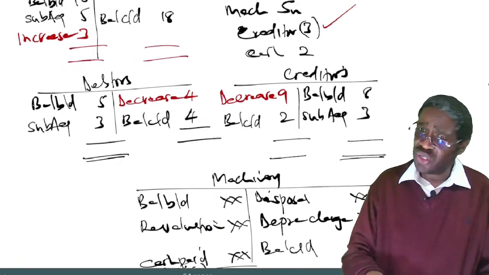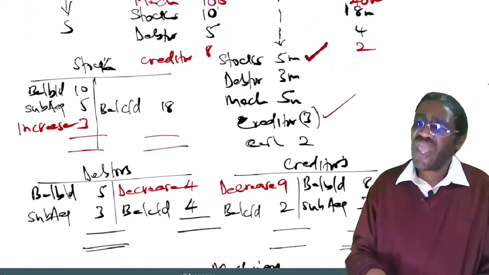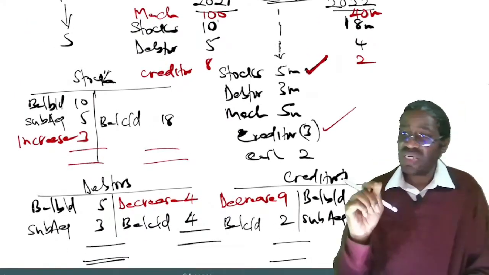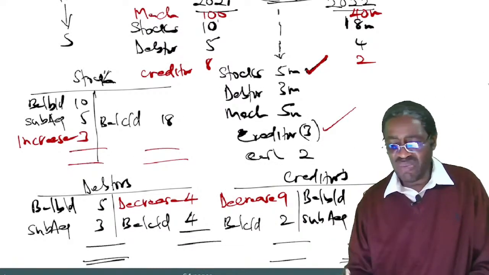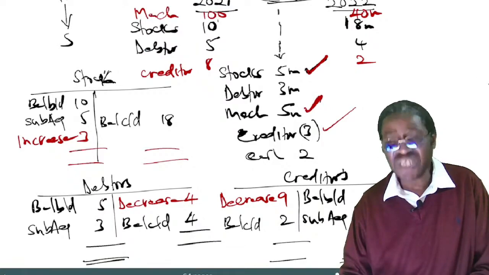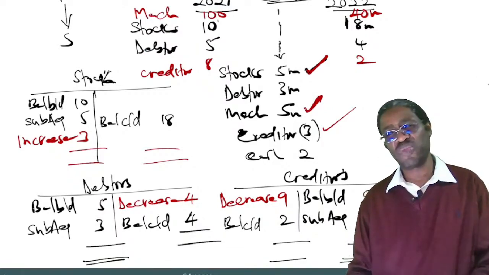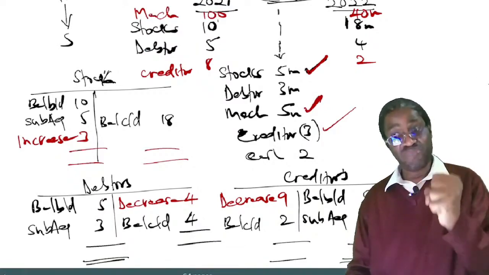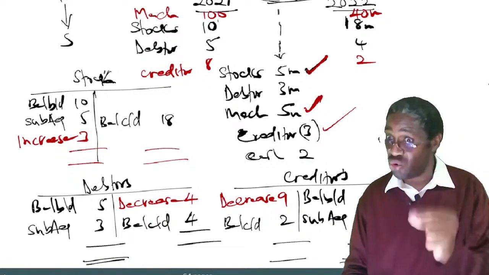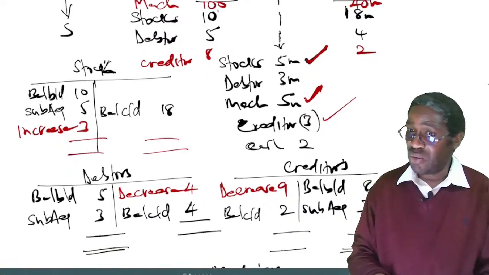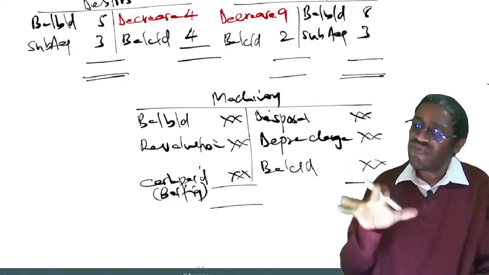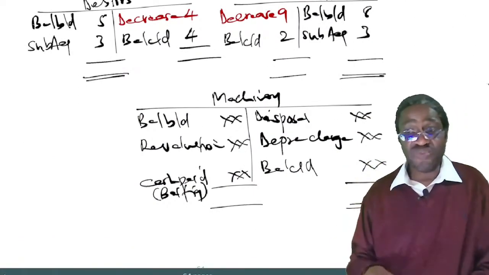But the point I'm trying to explain is, when we acquired this subsidiary company, look at this now. When we acquired this subsidiary company, it came into the group with its own bunch of machinery amounting to 5 million. So how does it affect the preparation of this account?